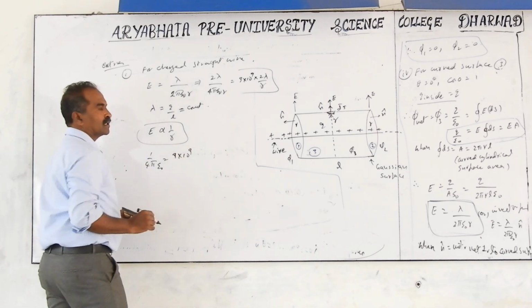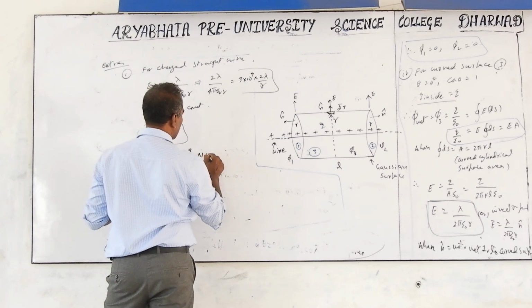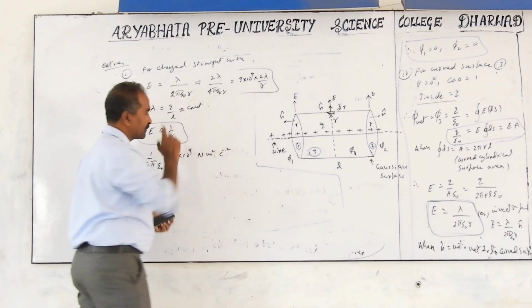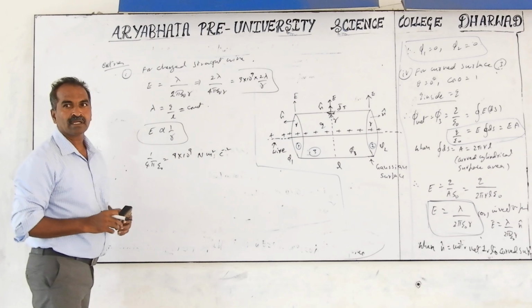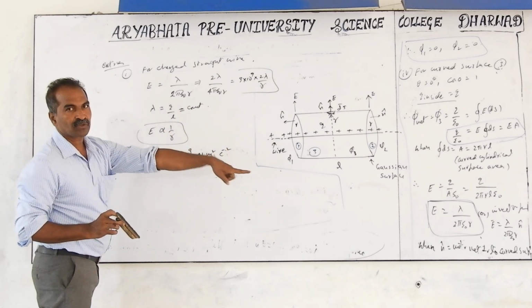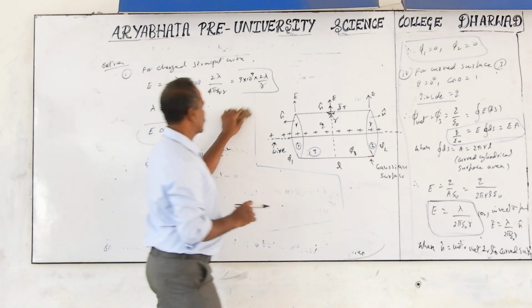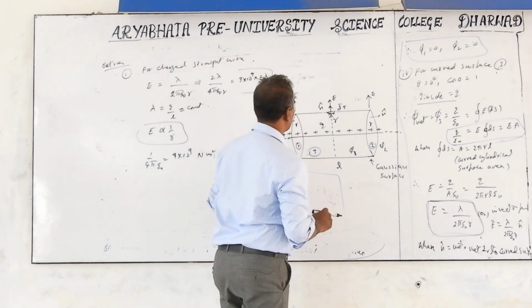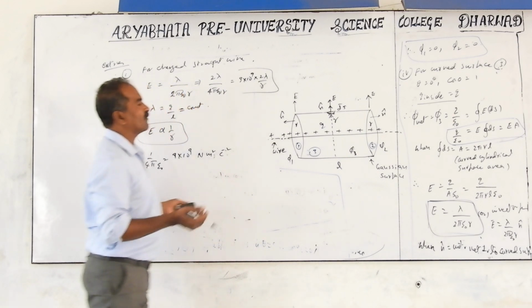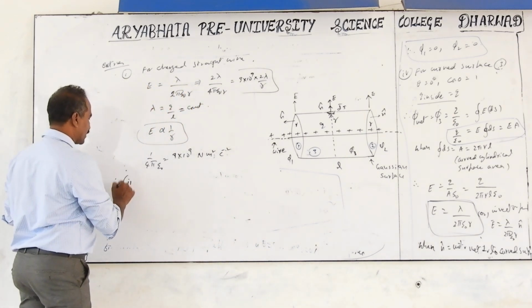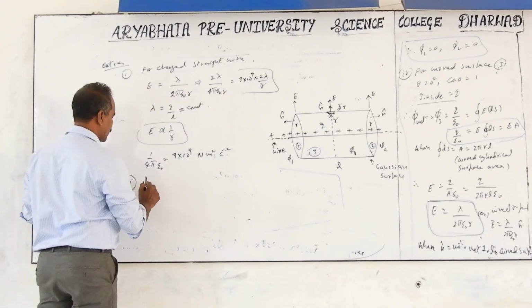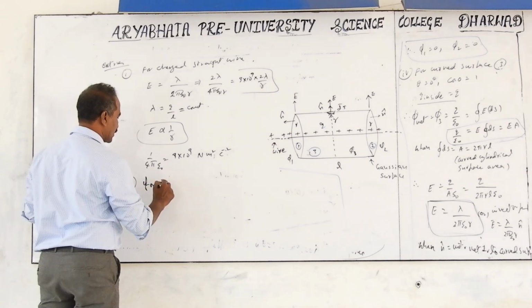Units are Newton meter square per coulomb square. This is an application for the 3 marks question; the derivation of this is the extra one. But one more thing is that when you use a long wire, long wire means we treat it as an infinite wire.